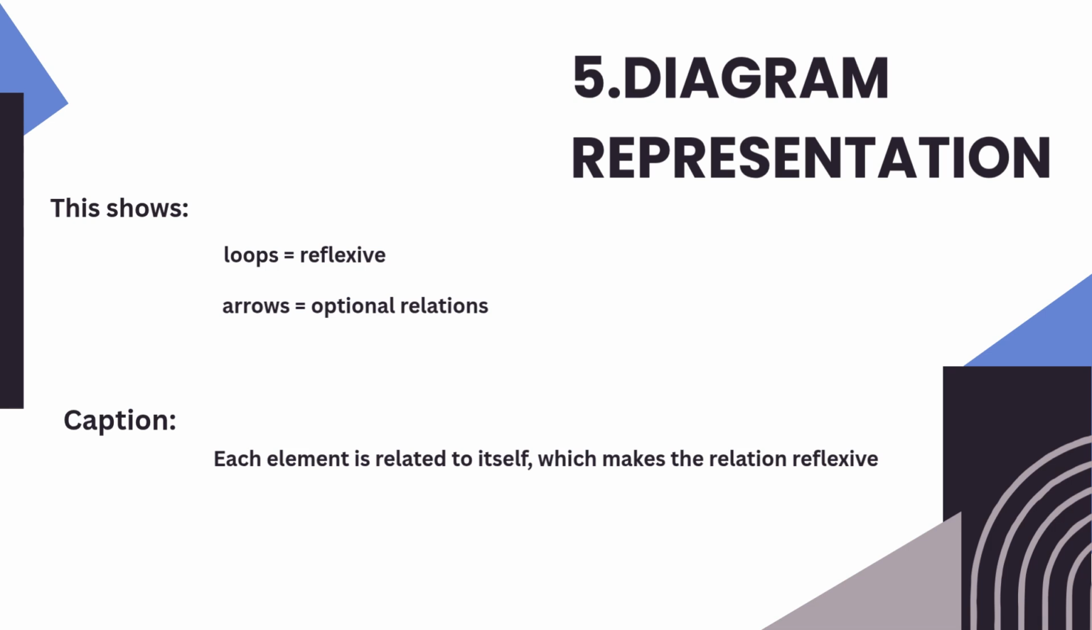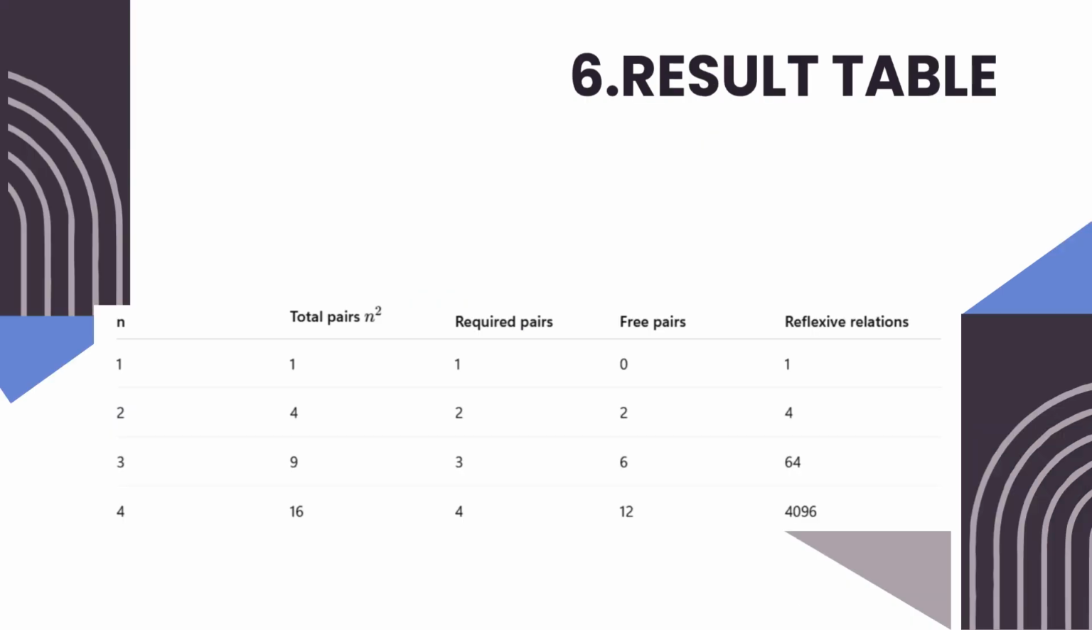This result table shows how the number of reflexive relations increases as the set size n increases. First, the total number of possible ordered pairs is given by n squared. Out of this, n pairs are required because every element must be related to itself for the relation to be reflexive. The remaining pairs are free pairs, which may or may not be included. Because of this, the total number of reflexive relations grows very quickly, from 1 when n equals 1 to 4, 64, and then 4096 when n equals 4.